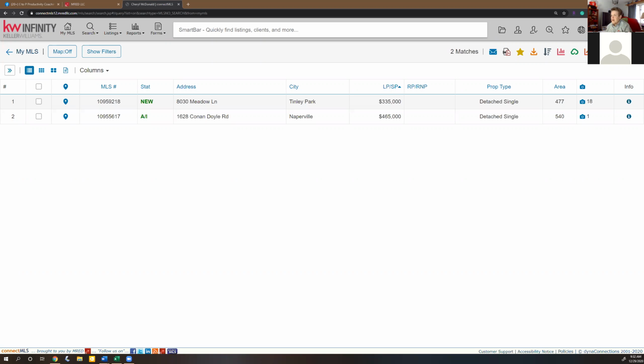All right. So I went ahead and I picked a property today, 1628 Conan Doyle Road. It's in Naperville, and the MLS number is 109-55617. So the very first thing that I'm going to do is go over to Remine in the MLS, which is the icon that looks like the globe.